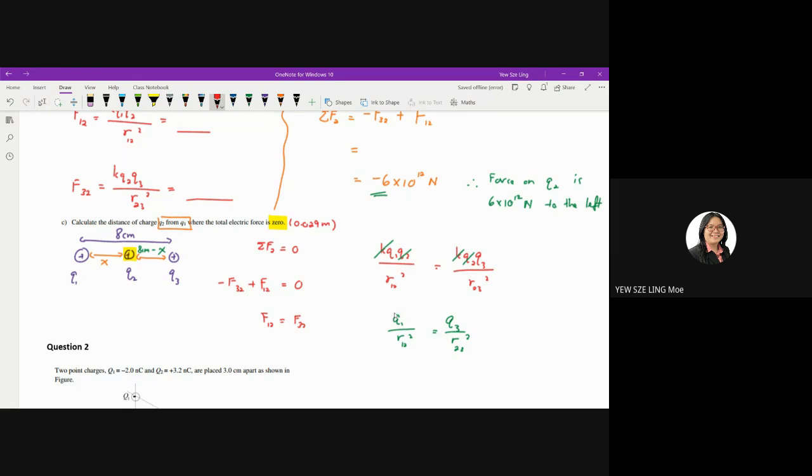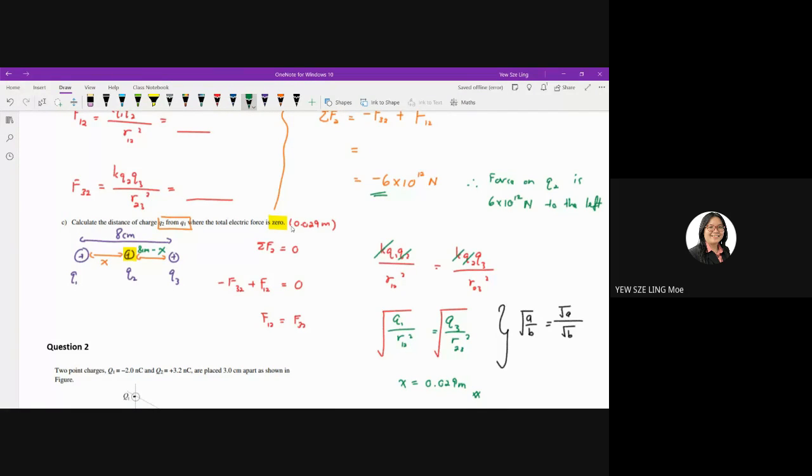Remember, you don't expand the equation. You square root both sides. When you square root both sides, if you square root A over B, it is square root A over square root B. So basically, you can remove the squares in the equation. If you do everything correctly, you should obtain x equals 0.029 meter. So this is the final answer.